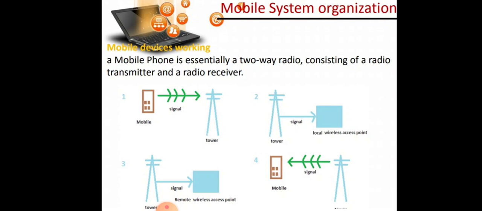Mobile device working. A mobile phone or a smartphone is essentially a two-way radio consisting of a radio transmitter and a radio receiver. Mobile is the sender through which the signals are transmitted to the tower, and then the tower sends these signals to a local wireless access point. That tower sends signals to the remote wireless access point and back to the mobile.